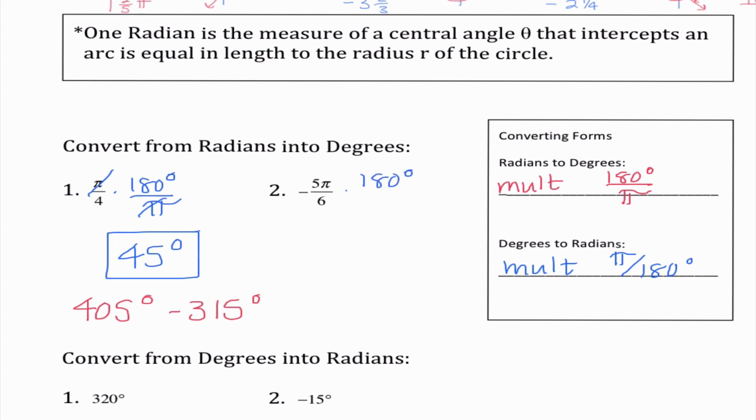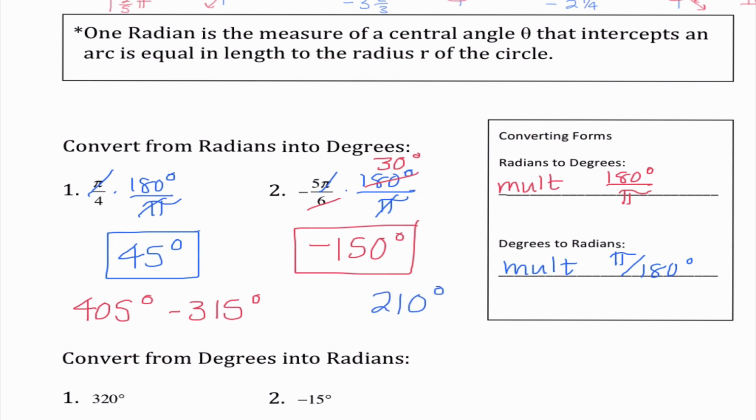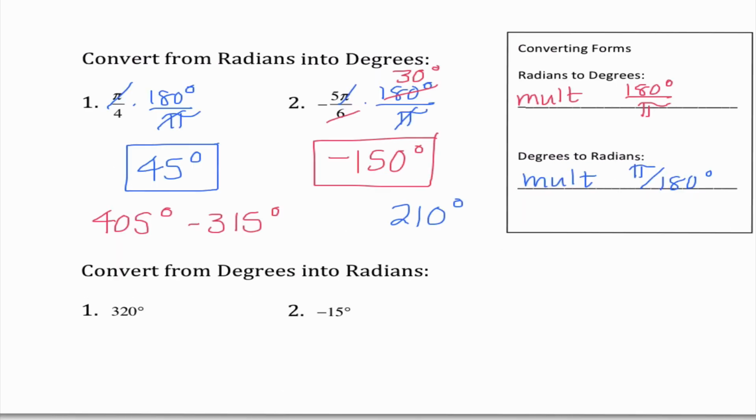Okay, back to the problem at hand, number 2. I'm multiplying by 180 degrees over pi. I notice the pi's cancel out, and 6 goes into 180 30 times. I'm keeping that degree symbol, so this is -150 degrees. Now, quite honestly, this is normally more the instance where we use a coterminal angle, just because sometimes working with negative angles throws us off our game. So we know -150 degrees is equivalent to 210 degrees because I'm just adding 360 to that.